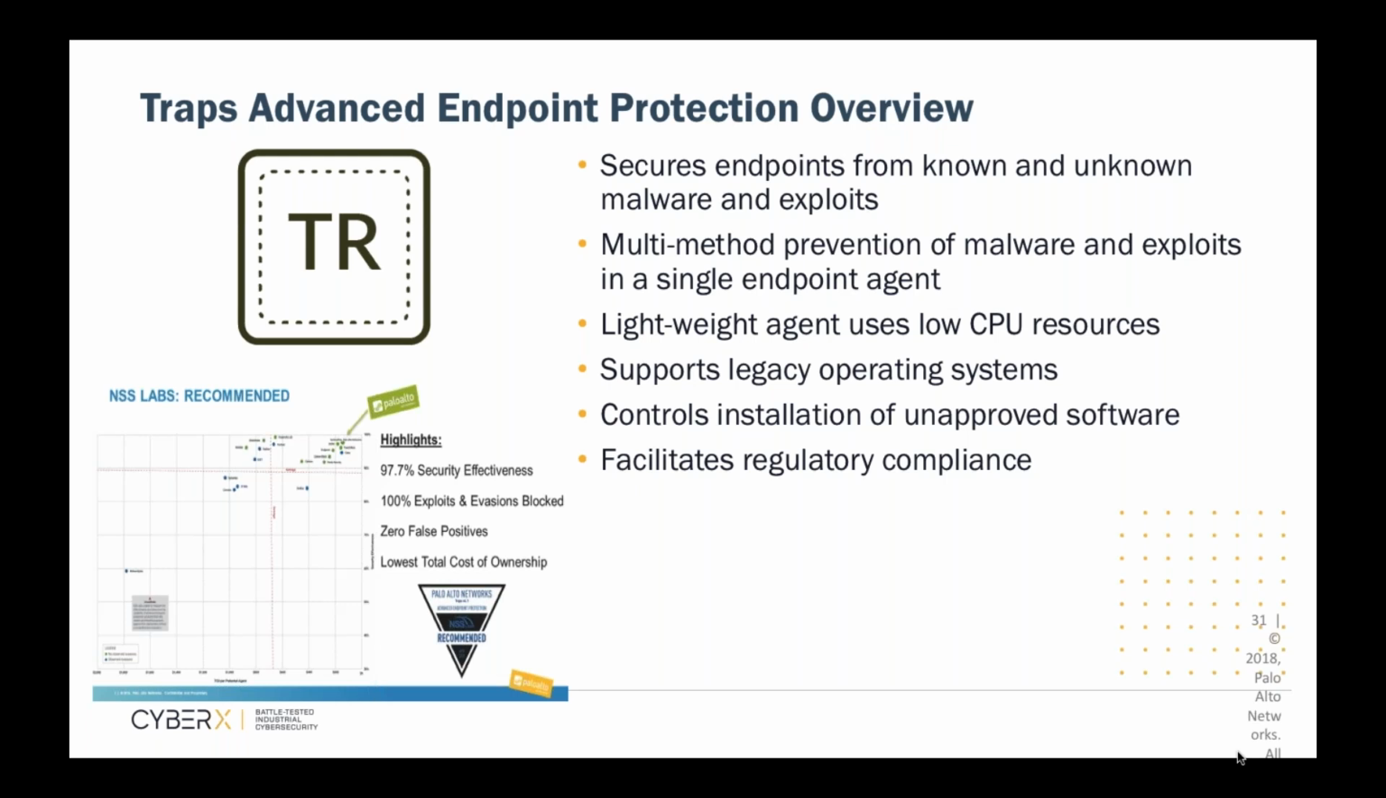Within Palo Alto Networks, we are able to protect endpoints, and we are using our product Traps for endpoint protection. It's a really lightweight agent with low CPU resources, so it won't interfere in your operations. And we have multi-method prevention. So even in an air-gapped environment, Traps can be used because we have local analysis and local machine learning. It will scan for malware and exploits, and we support legacy operating systems, including Linux. And we give you the ability to control unapproved software. Of course, that will be a part of your golden image.